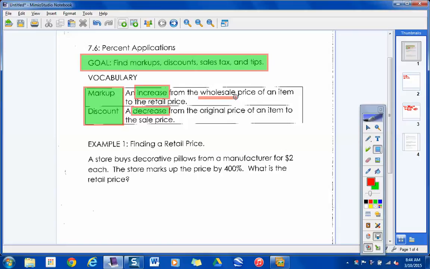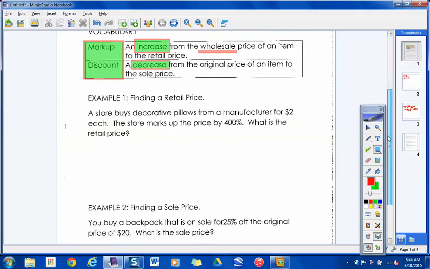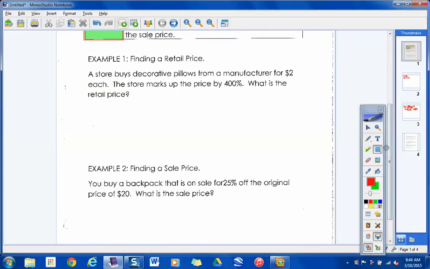Okay, so let's look at an example here, guys. Finding a retail price. It says a store buys decorative pillows from a manufacturer for $2. The store marks up the price by 400%. What is the retail price? Okay, so here's the deal. Is this a markup or a discount? We have a markup right here.